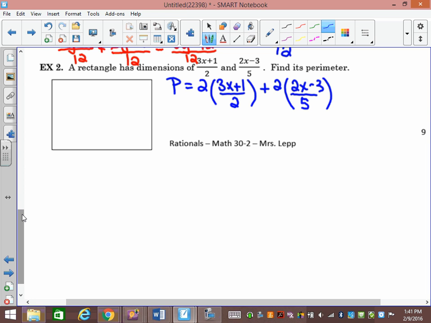So we could technically cancel those 2's off right away, just weirdly enough, because the denominator of the 1 is the 2. And then it's going to cause us to have less work distributing in, so we can cross those off. Cannot do that here. They're stuck. So we have perimeter equals 3x plus 1 over 1 technically, plus 4x minus 6 over 5.